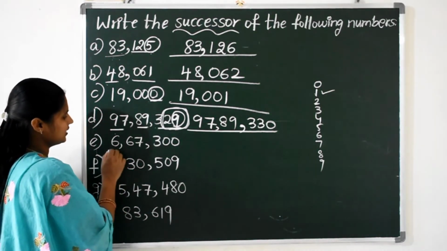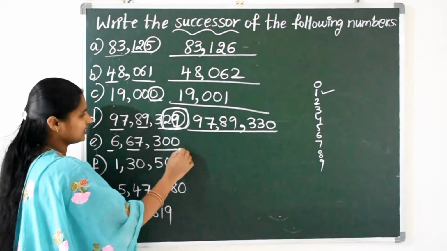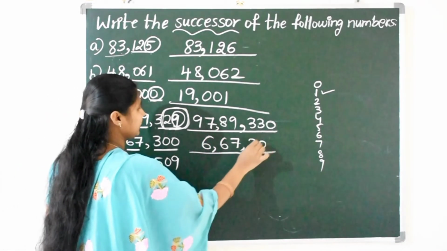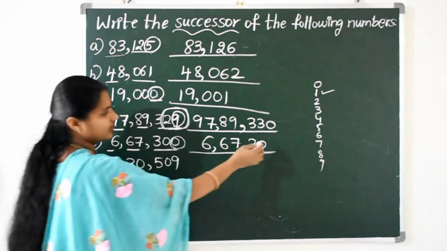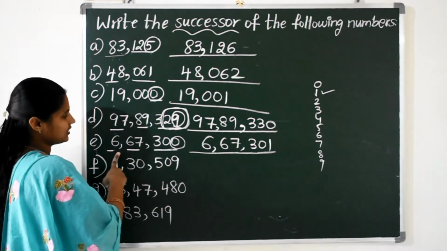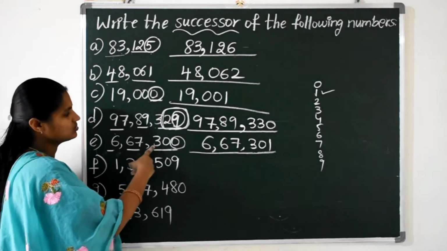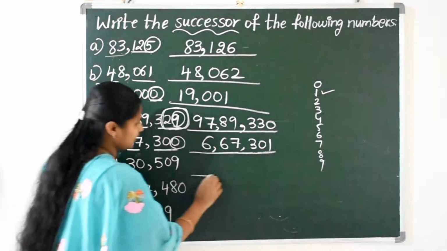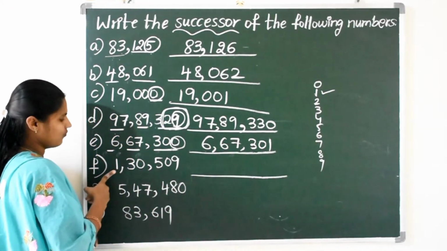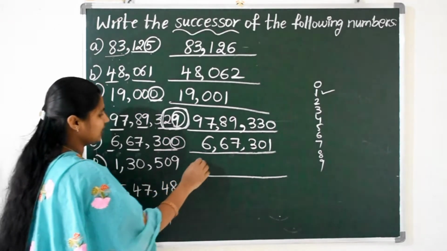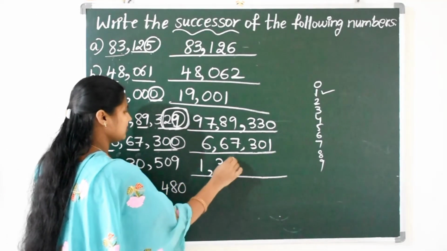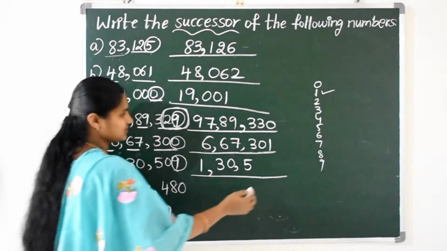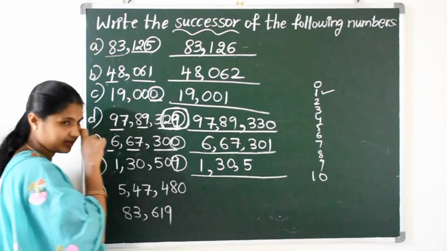Okay, next is here 6,67,300. 0 here, 0, so 0 after 1. Right, so the successor of 6,67,300 is 6,67,301. Okay, now see here 1,30,509. 9 after which number comes? Tell me. Yes, 10. 9 after 10 comes.